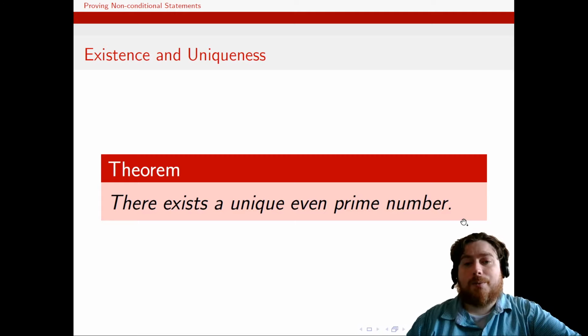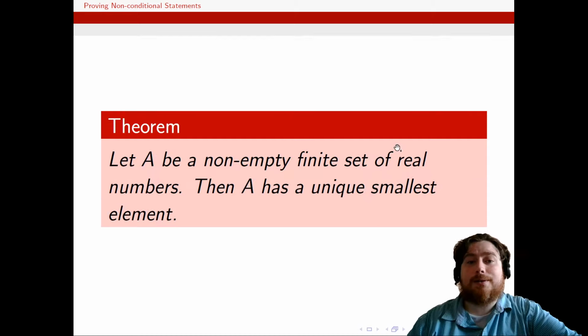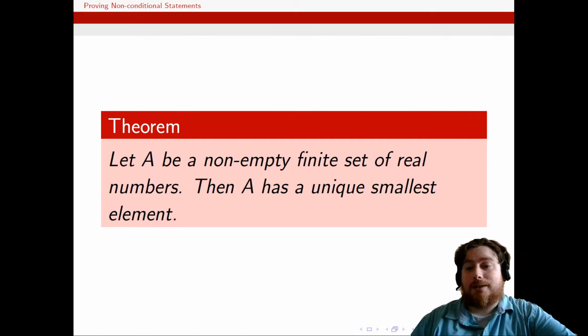Going back to what we were talking about, we've now done an existence and uniqueness proof. So we're going to do another existence and uniqueness proof, but this one will be a little bit more interesting. We're going to need this one for another proof later on, and we're going to use this quite frequently. Suppose that A is a non-empty finite set of real numbers. Then what I claim is that A has a unique smallest element. I further claim that it has a unique largest element, which we'll get from a similar proof, but we'll talk about that as we go.